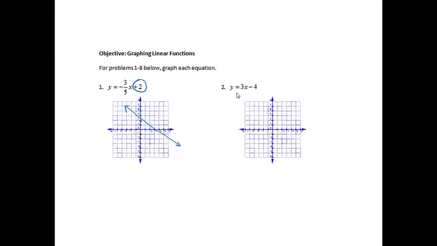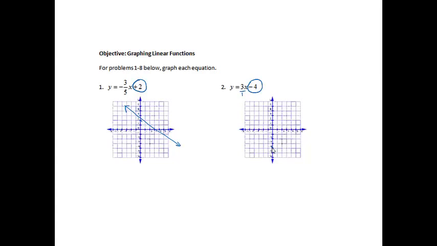Right, the next one, number 2, y equals 3x minus 4. Once again, I'm going to circle the number without the x, so I'm going to circle the minus 4. That means my y-intercept is negative 4, so I'll go down to negative 4 on the y-axis. From here, my slope is 3. I'm going to put a 1 underneath it, which means I'm going to rise 3 and then run 1.